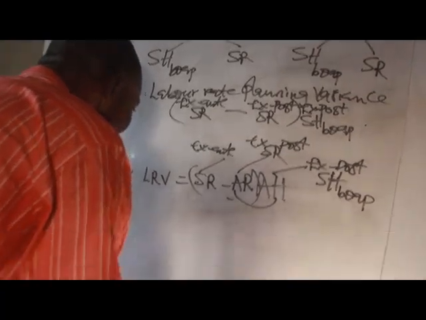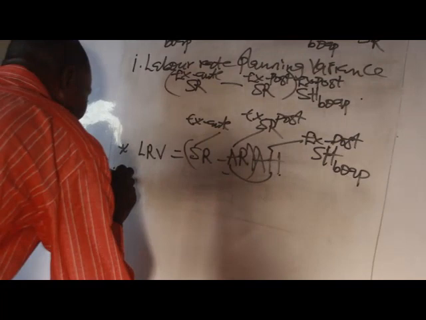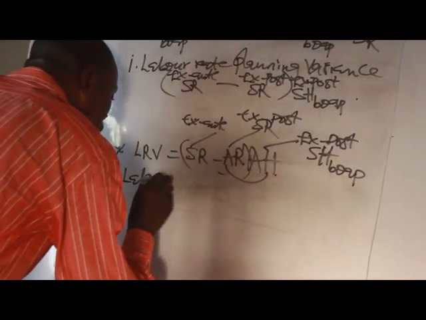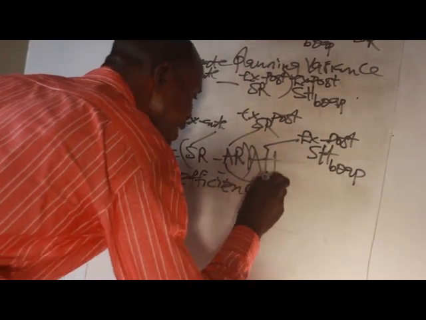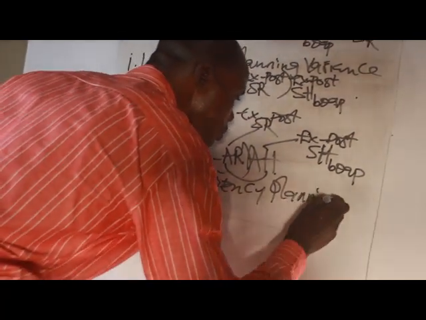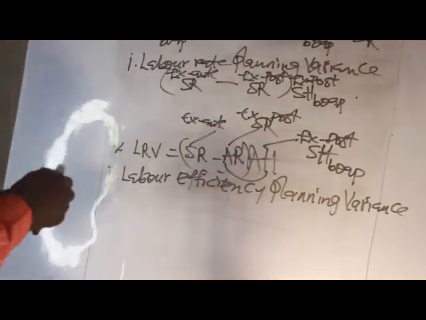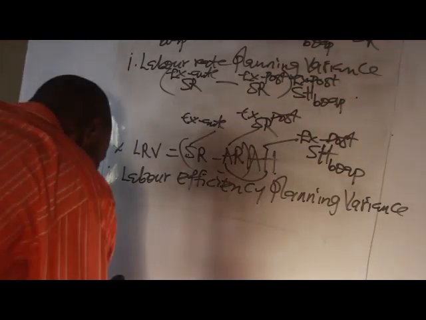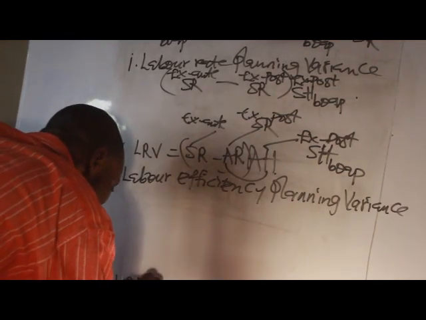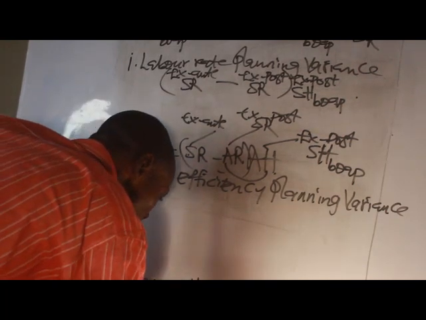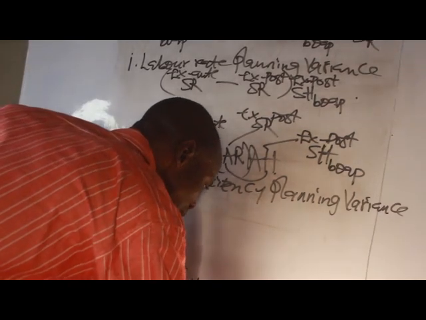Then we equally have labor efficiency planning variance. Remember the concept of ex ante and ex post will be used. Then under the basic variance, we say labor efficiency variance equals standard hours based on actual production minus actual hours multiplied by the standard rate.